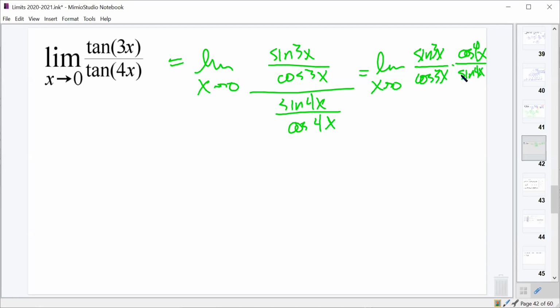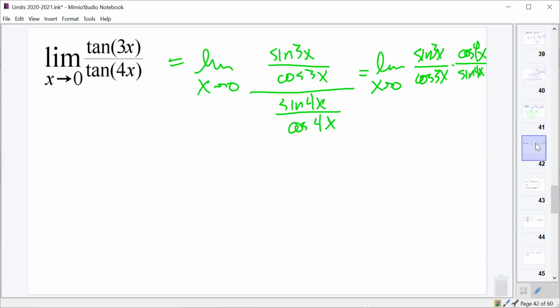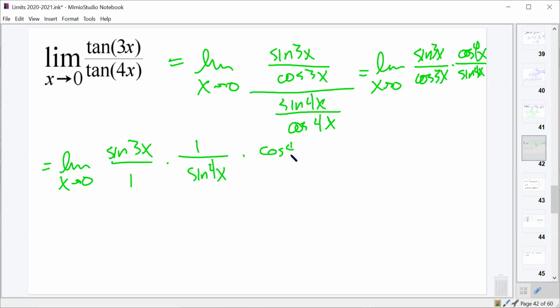All right. So now, part of it, sine 3x and the sine 4x in the denominator, is pretty similar to what we were dealing with a minute ago with this one, right? So maybe I write those ones separately. Limit as x approaches 0 of sine 3x over 1 times 1 over sine 4x. And what about the cosine 4x and the cosine 3x? Are those ones going to be an issue?